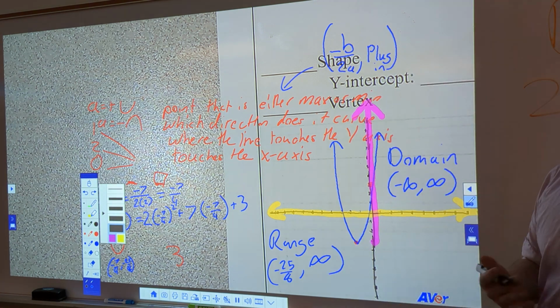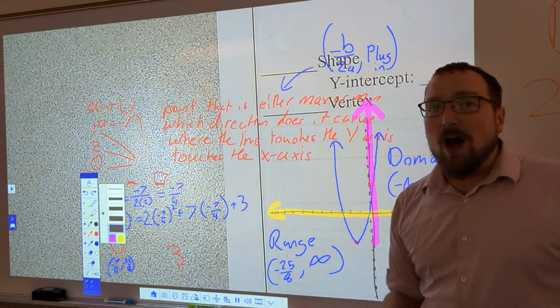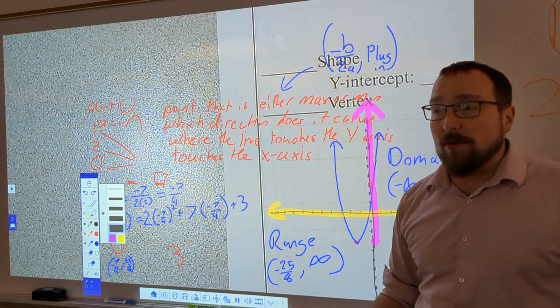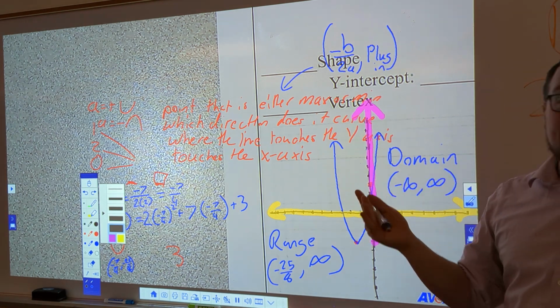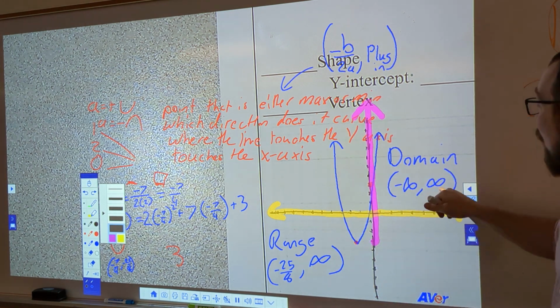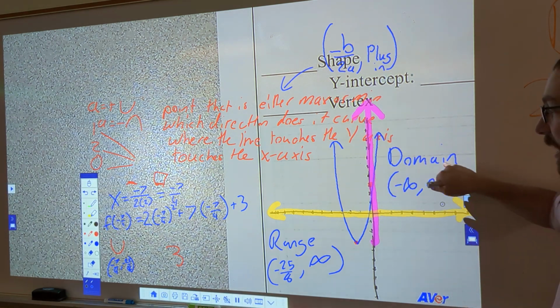A quick reminder about domain and range, though, is we have to ask ourselves, with these intervals, are we actually hitting the number? Now, with domain, it's easy. You can't actually hit infinity. It's not really a number. So, with here, we use these parentheses instead of brackets.